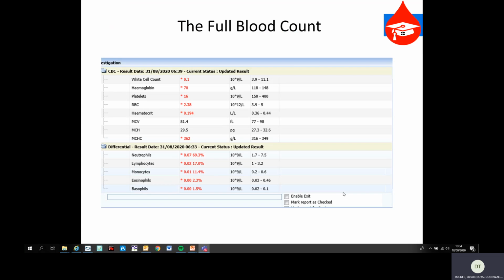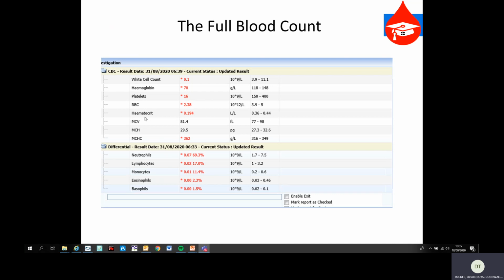So this is the kind of thing that you get back when you ask for a full blood count from the laboratory. You get presented with the white cell count, the hemoglobin, which is a function of the number of red blood cells in the sample, the platelet count, the red blood cell count or the number of red blood cells in the sample, and the hematocrit, which is the amount of the sample which is taken up with red blood cells when the sample is spun down or allowed to settle.